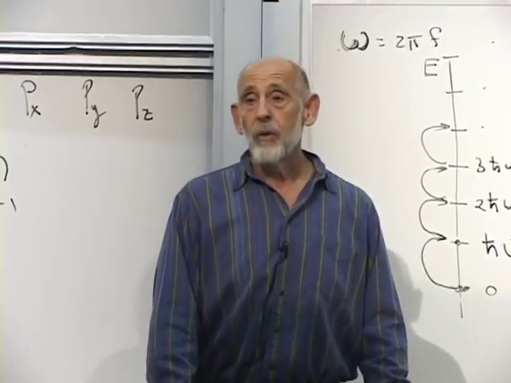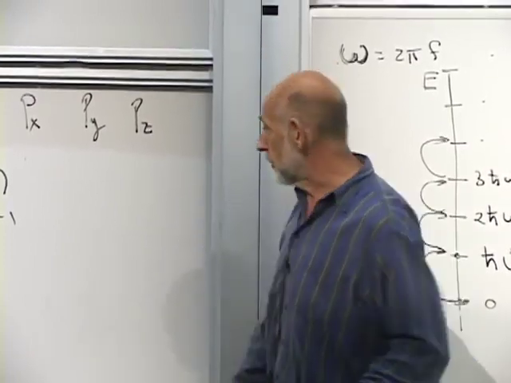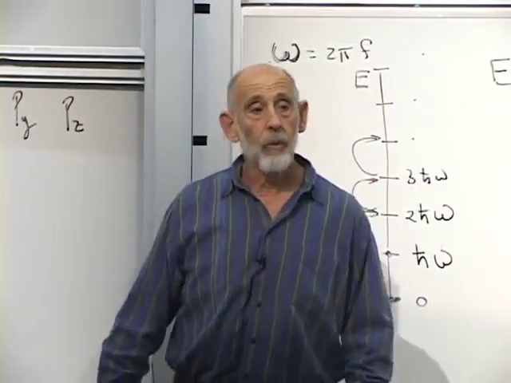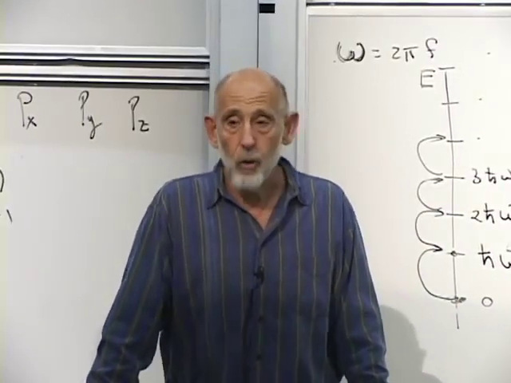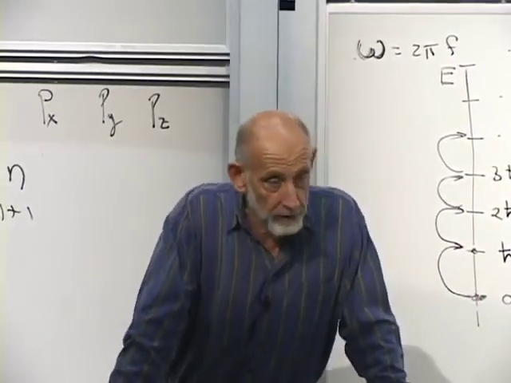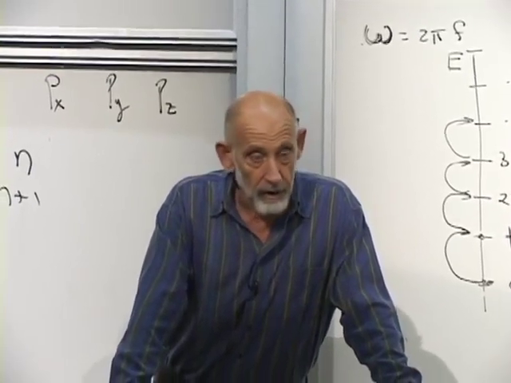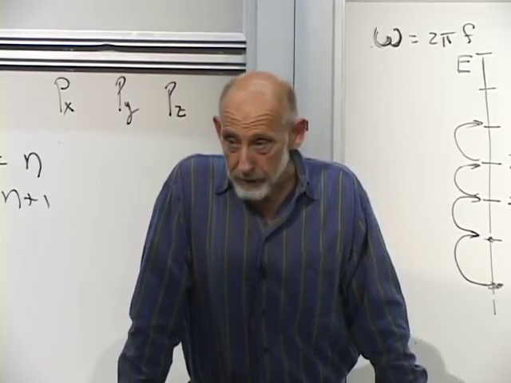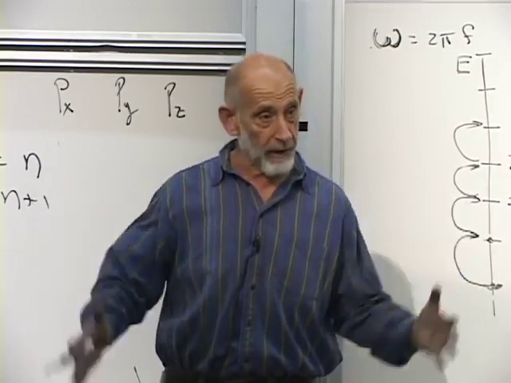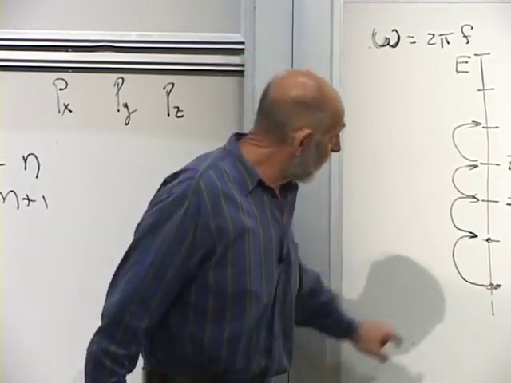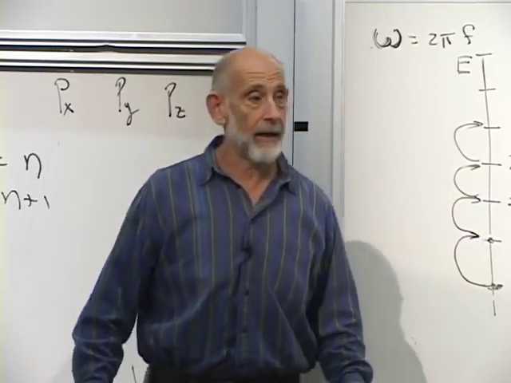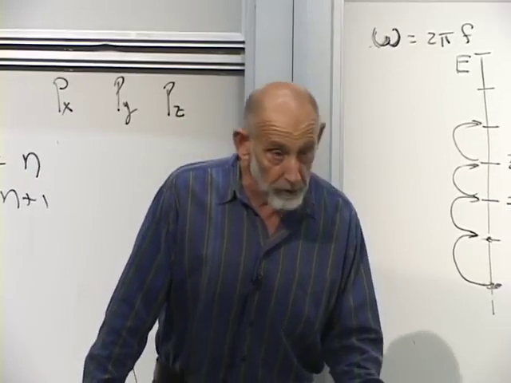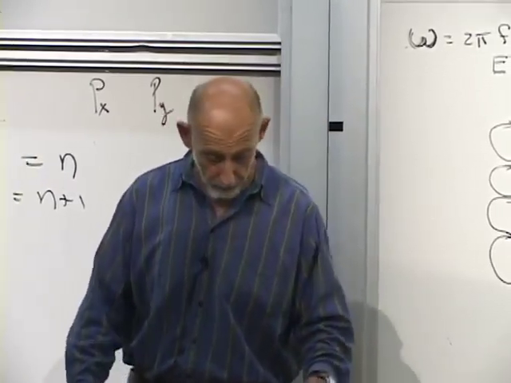What do they do? They are mathematical operations which raise you up and down this tower. They add and subtract quanta of energy of the oscillator. Now, if the oscillator happens to correspond to an electromagnetic oscillation, an oscillation of the electromagnetic field, then what these operators do is they add and subtract photons. They are what are called creation and annihilation operators.